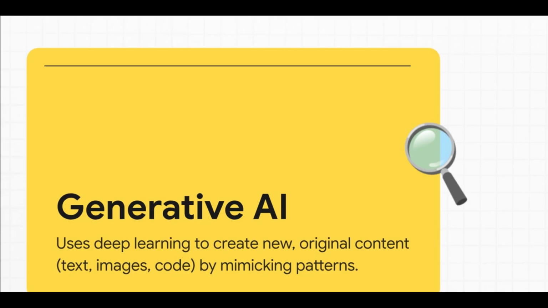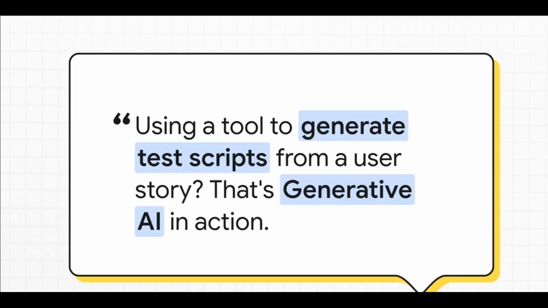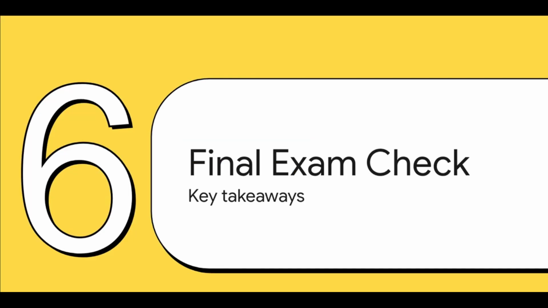It learns all the patterns from all the text, images, and code it's been trained on, and then it uses those patterns to generate something completely new. What's the most relevant example for us testers? Using an AI tool to generate test scripts right from a user story. You paste in the requirements in plain English, and boom, it spits out Python or Java code. It's not just finding something that already exists, it is creating brand new code. That's the generative part.